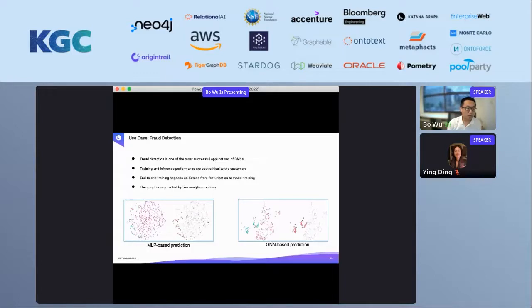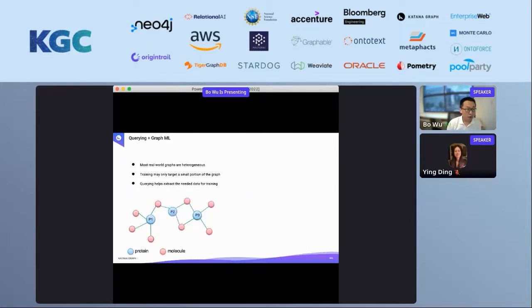I just want to mention that our customers do care about the latency for both training and inference. And it's convenient to have one single system to perform feature preparation, feature augmentation through some kind of analytics routines, and distributed training. We also noticed that GNNs trained with mini-batch training are quite useful. They can significantly improve the prediction accuracy compared to some baseline models like MLP.